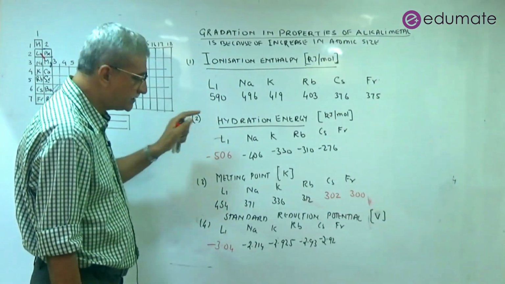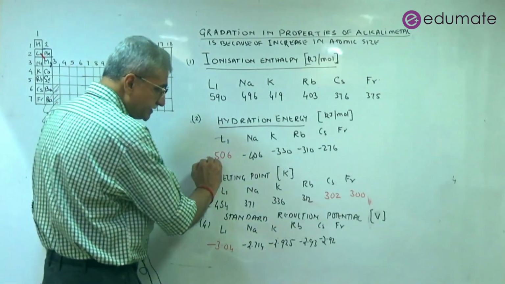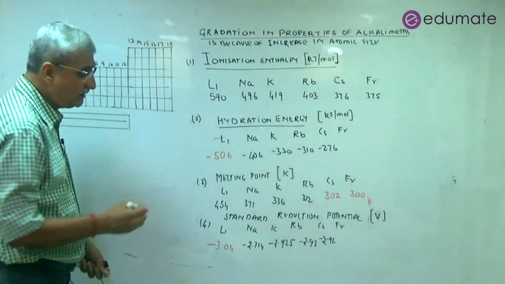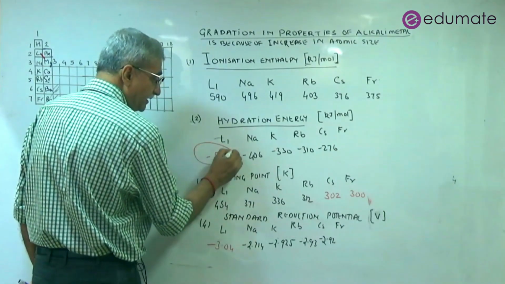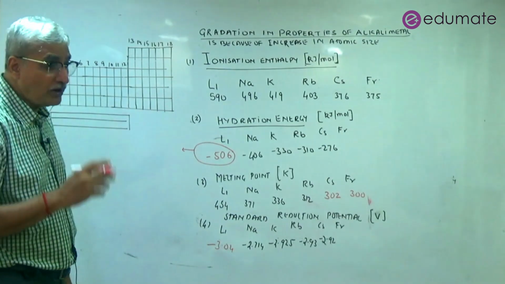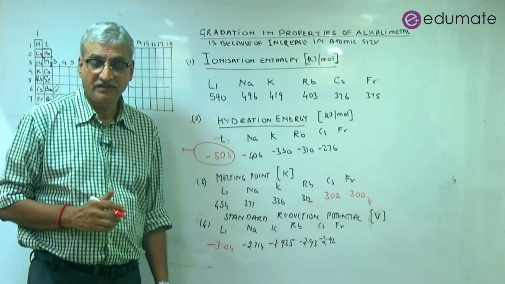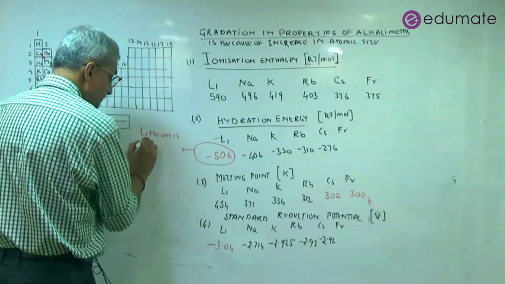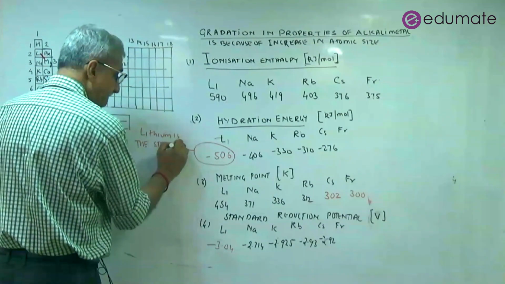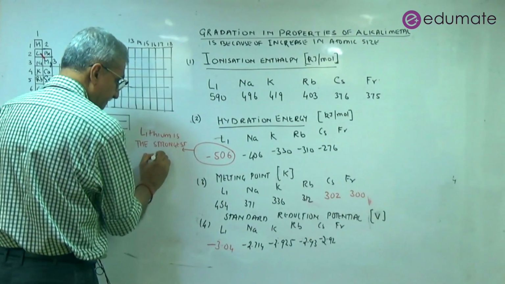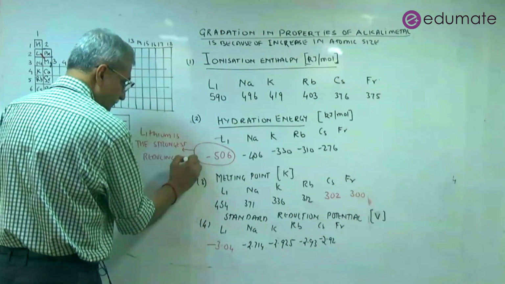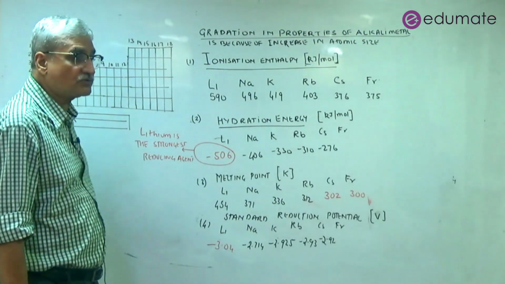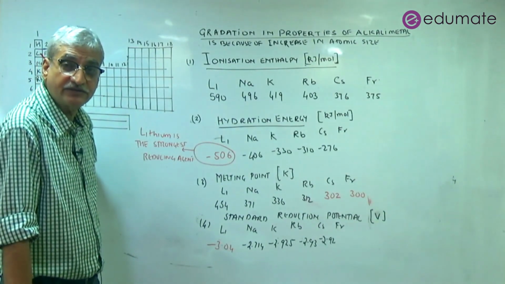Then we come to hydration energy. Hydration energy decreases as we go down the group. But you can see over here I have written with a red pen, lithium. Lithium is considered to have a very high hydration energy. So what does this high hydration energy affect? Lithium is the strongest reducing agent. So this is one reason. There are two reasons we are coming to over here also. One of the reasons why lithium is a strong reducing agent is that it has a very high hydration energy.